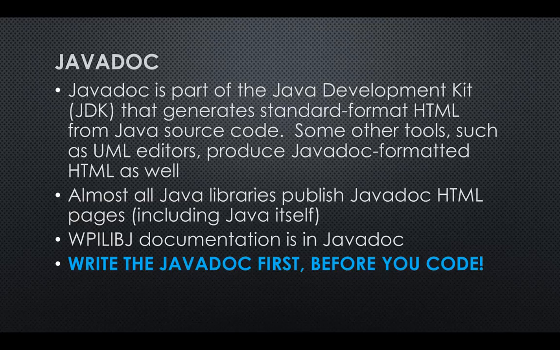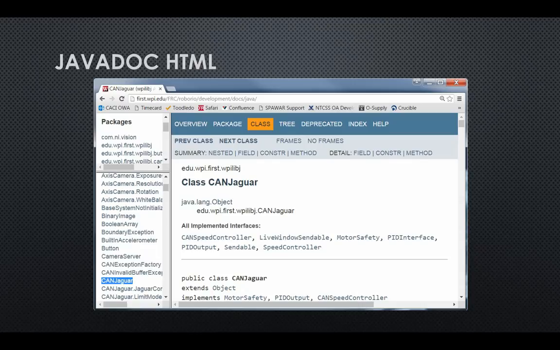And this last bullet is important. You always want to write the Javadoc first. Before you write a line of code, you want to explain what your code is supposed to do. And this is not just for FRC. This is anytime you write code. Here's a screenshot of what the Javadoc HTML page looks like for the WPILibJ. This specifically is the CAN Jaguar HTML page.